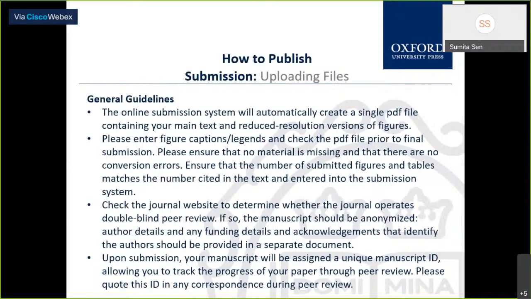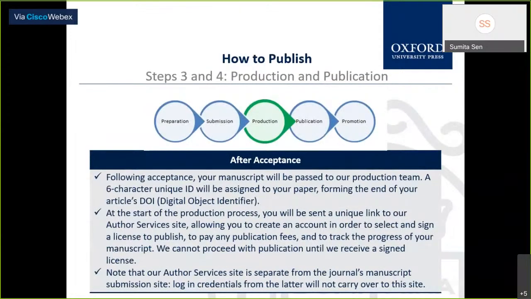So here you are. Once peer reviewers have accepted your work, I told you it goes to our production team. That is when our production team will create a 6-character unique ID, which is the DOI. So, even 50 years later, your grandchildren will have the DOI and say, okay, my grandfather wrote this article. So this static reference number is what your article will be given.